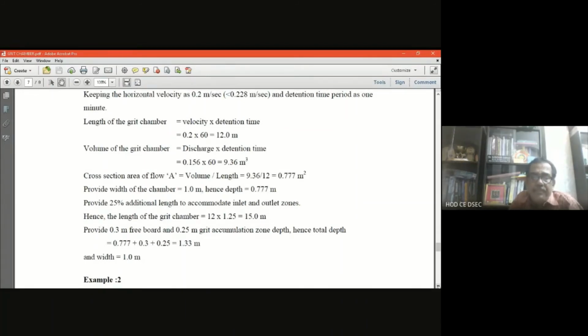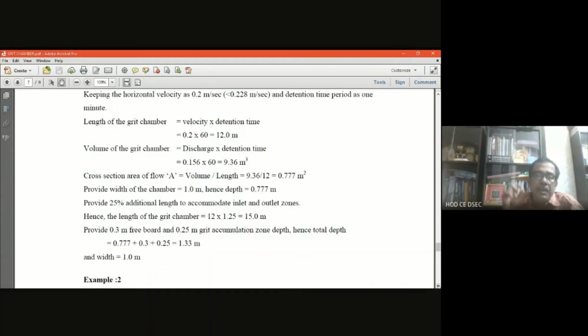Why 1.25? Now for the inlet starting point and the outlet effluent zone, there the 25% additional area you have to take. So another 3 meter if you consider, we will get 15 meter as the total length of the grit chamber.